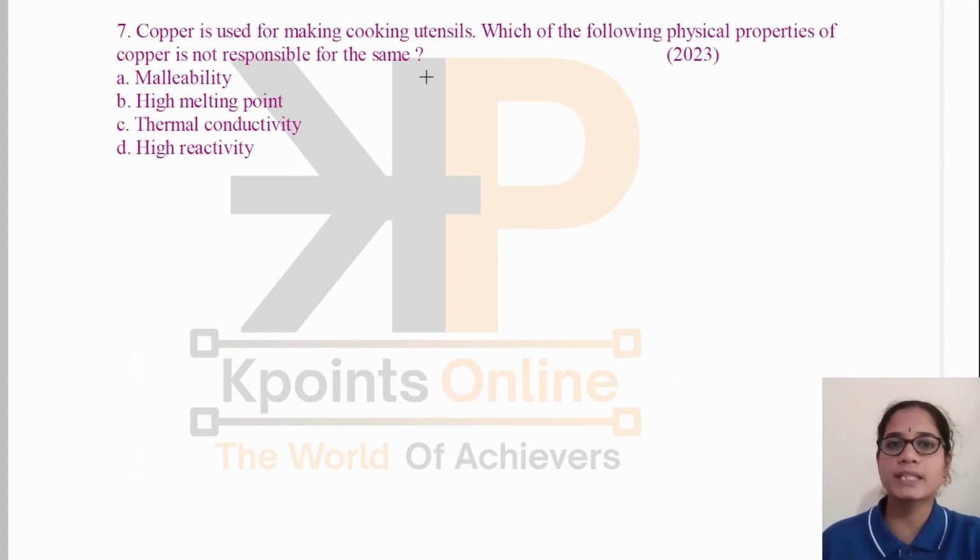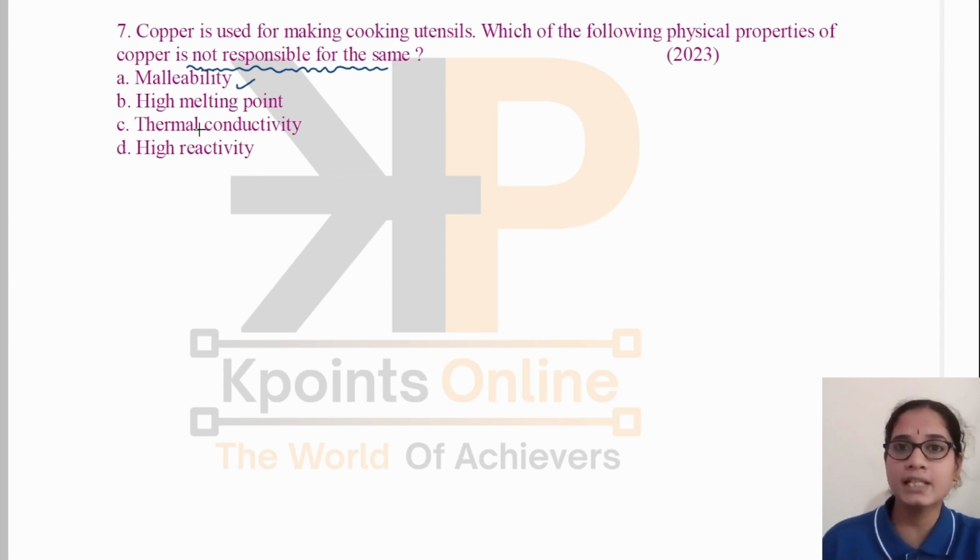Then, copper is used for making cooking utensils. Which one of the following physical properties of copper is not responsible for this? Understand the question properly. Here they have asked which physical property is not the desired property of copper used for making cooking utensils. Let us check. Malleability. Yes, this is a desired property. We need the metal to be malleable so that it can be shaped into desired things. Then high melting point. Yes, of course, we are using this metal for cooking, so it should have a high melting point. This is also a desired property.